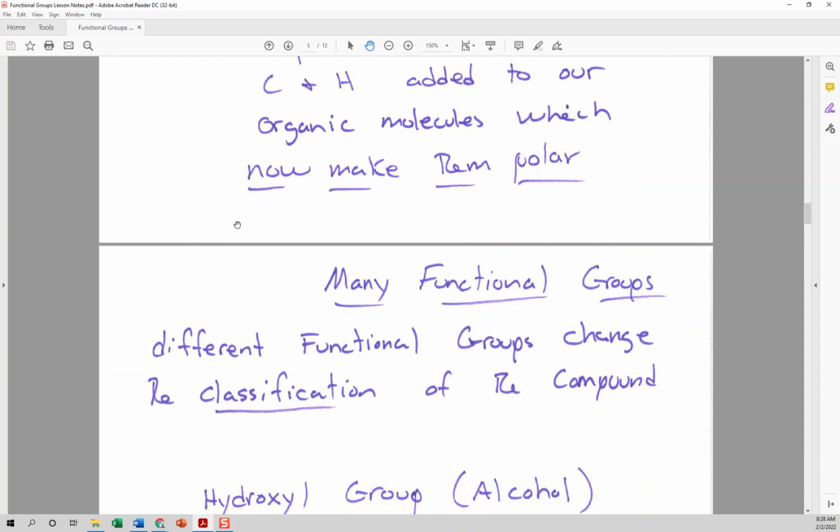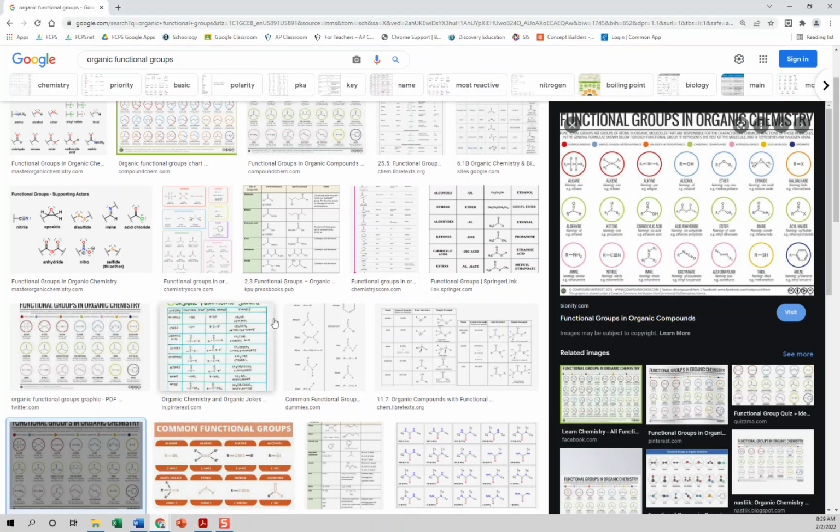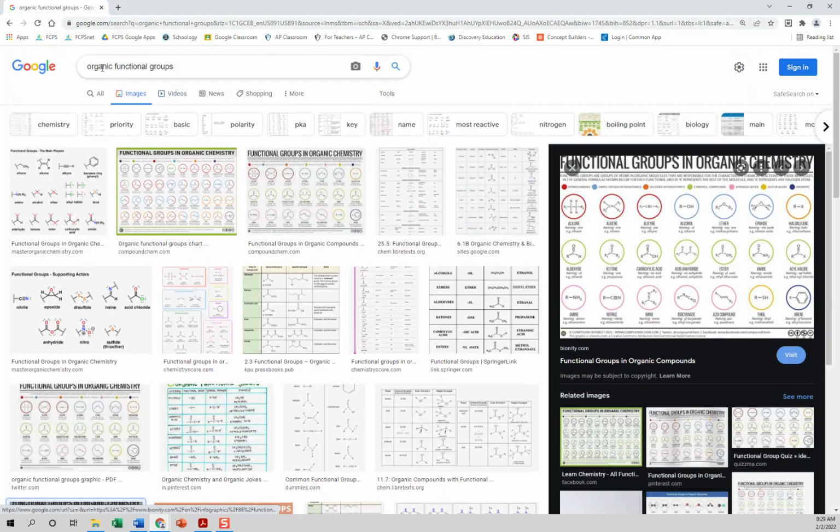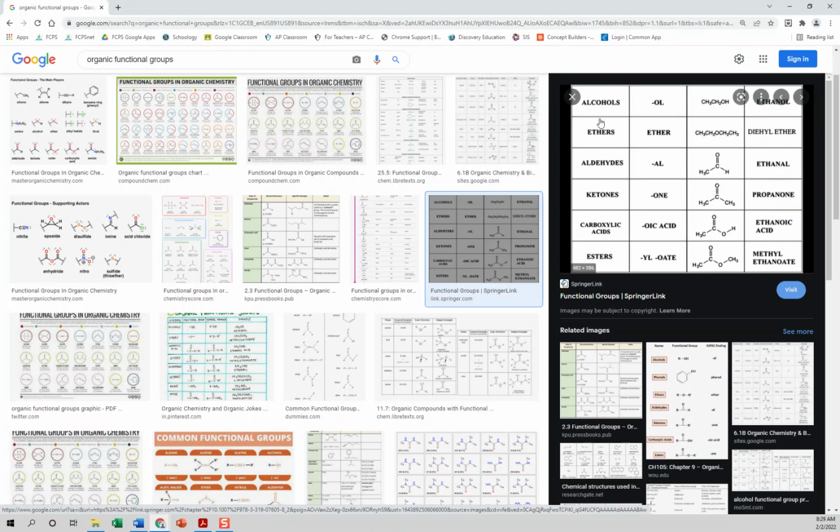Now, there's tons of functional groups, and we're not going to spend a lot of time on them. We are going to show you the more common ones and the ones that you need to recognize. But if you just do a simple Google search, I'll show you. Google search organic functional groups, and you'll get a ton of charts, right? Like here's a bunch of functional groups: alcohols, ethers, aldehydes, ketones, carboxylic acids, esters, amines, amides.